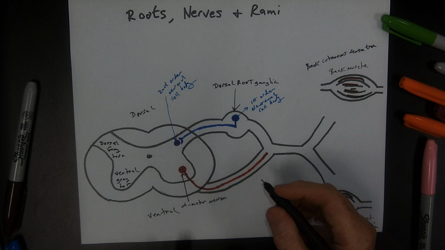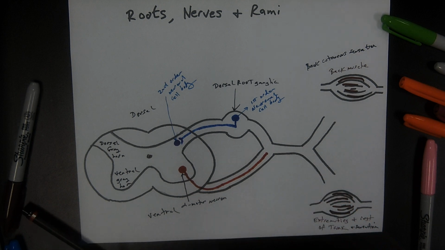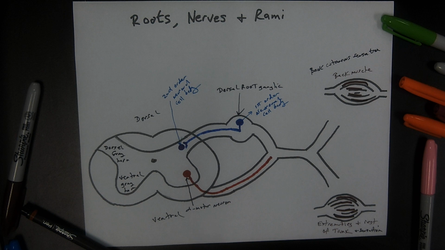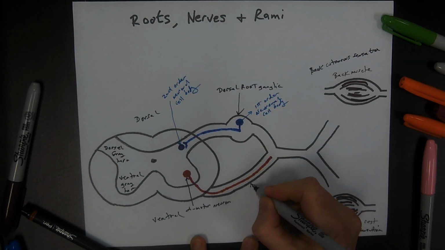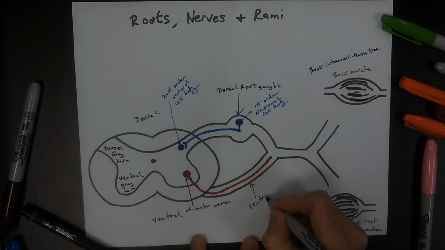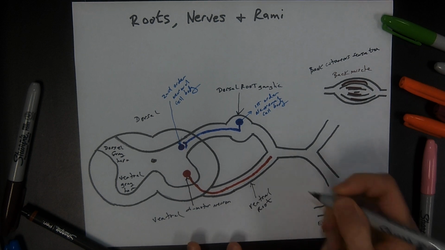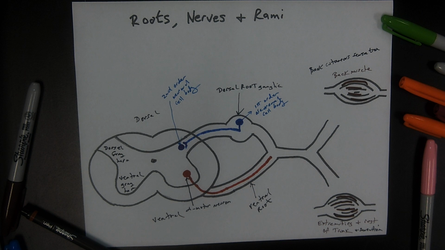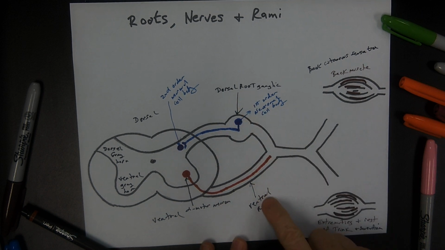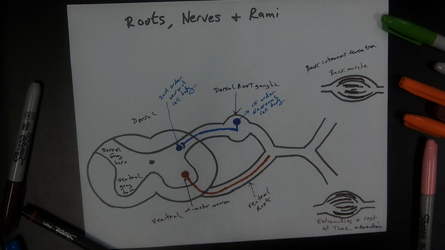And easy enough, here we have the dorsal root. This is your ventral root. That's the first part of this. These are your roots. Your ventral root contains only axons from motor neurons. Your dorsal root contains only sensory information. So you have a dorsal root and a ventral root. Ventral is motor, dorsal is somatosensation.